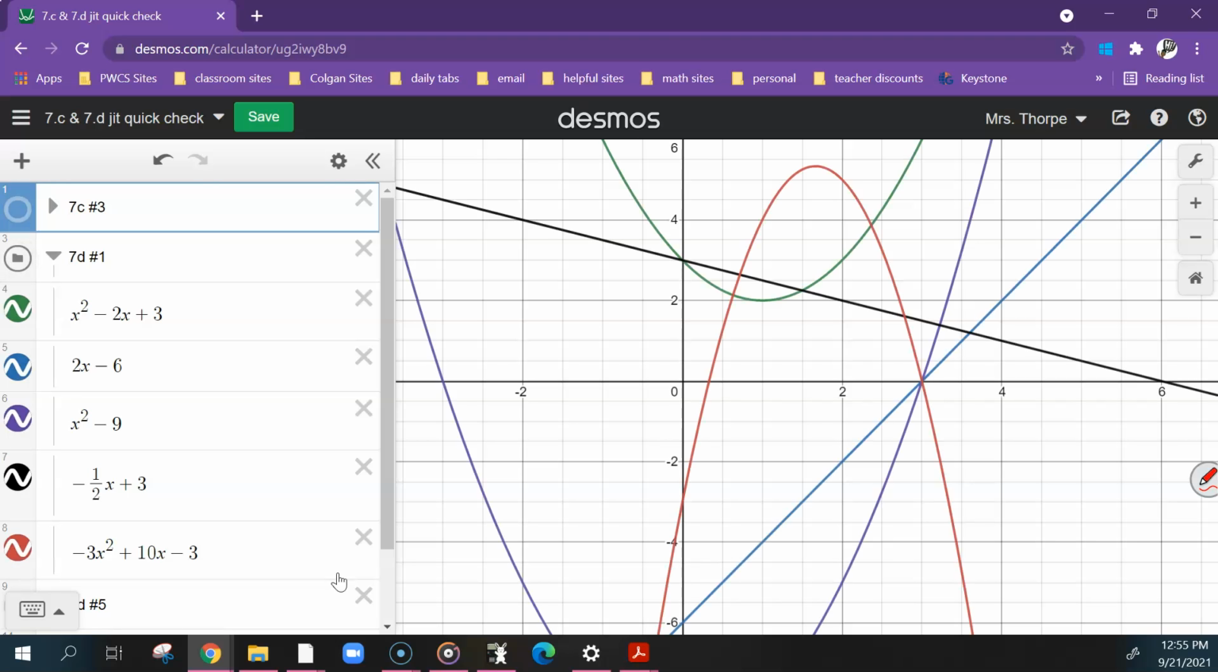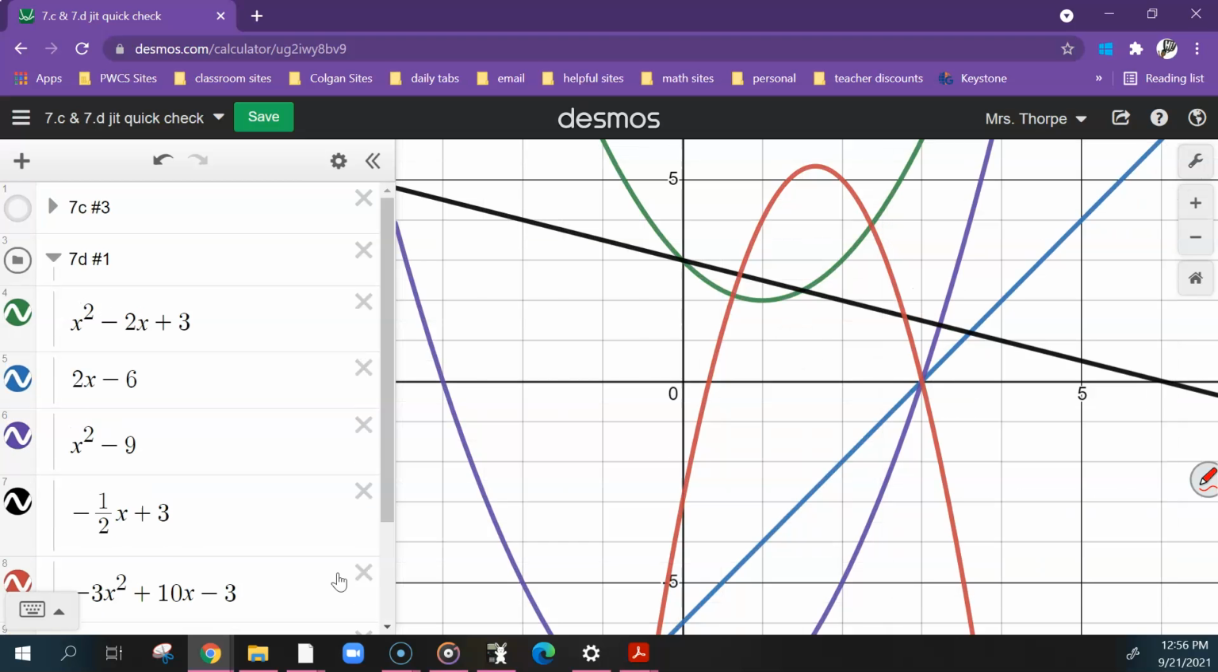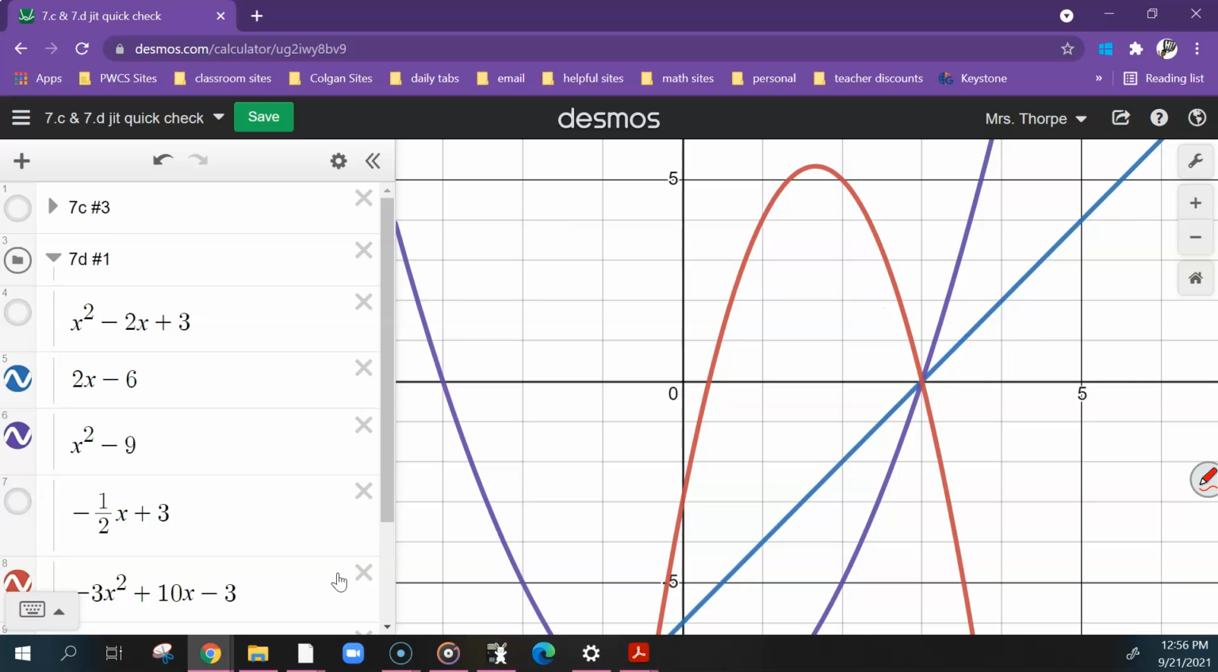So I have all 5 of them graphed. And I'm going to make this a little bigger. And I'm looking for which of these goes through 3 when x is 3. And only 3 of them do, the red, the blue, and the purple. The green doesn't at all, and neither does the black, so I'm going to get rid of those 2. And just focus on those 3. So those 3 were the answers to that one.